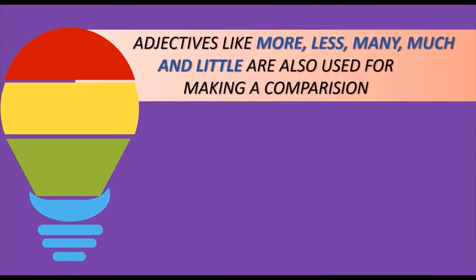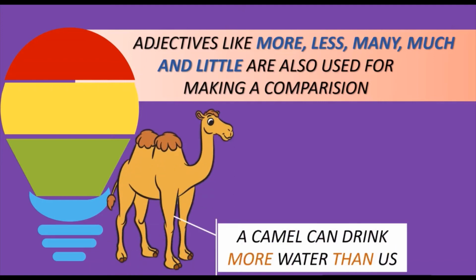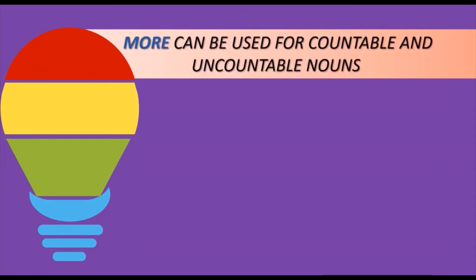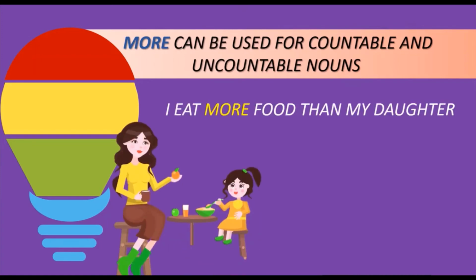Adjectives like more, less, many, much and little are also used for making a comparison. A camel can drink more water than us. Hill stations have fewer people than cities. More can be used for both countable and uncountable nouns. For example, I eat more food than my daughter.